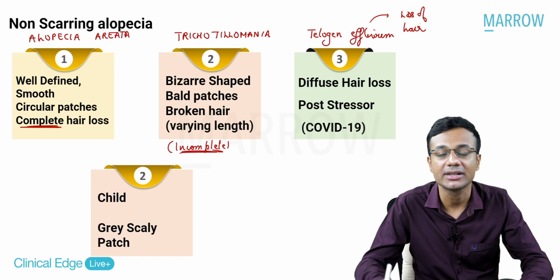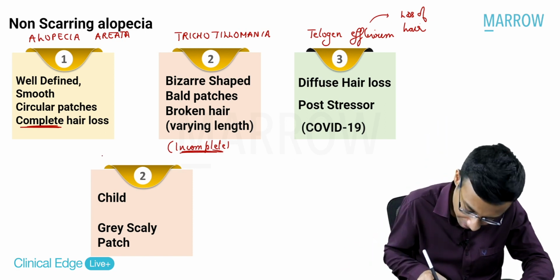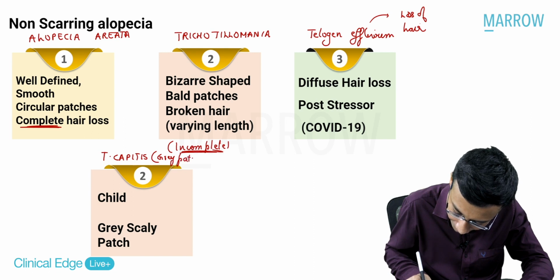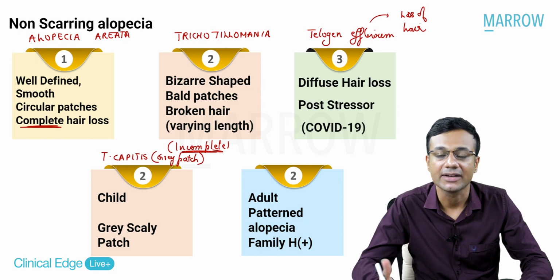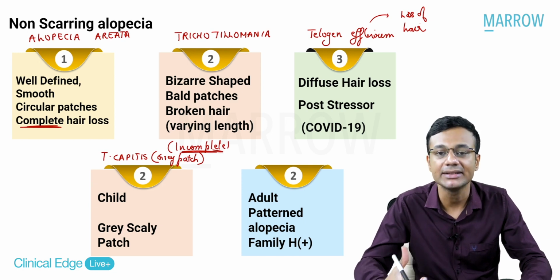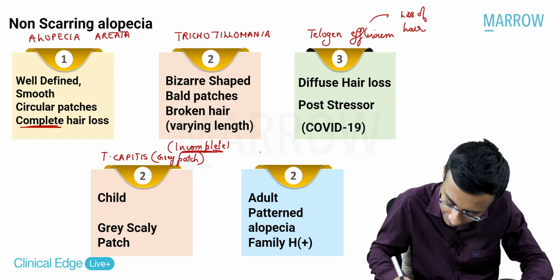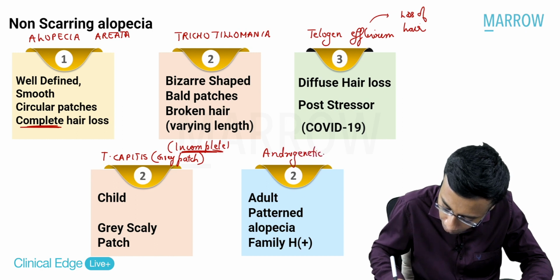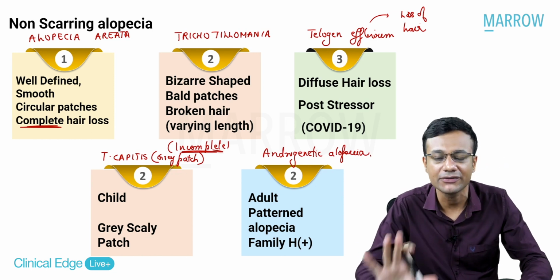And the fourth situation here, a child presenting with a grey color scaly patch on the scalp. Now I'm going to make a diagnosis of Tinea capitis, grey patch type. And lastly, if there's an adult with non-scarring alopecia, but it is a pattern type, and the patient also says there's a genetic factor which is involved, then I'm going to make a diagnosis of androgenetic alopecia. So these were the 5 important causes.